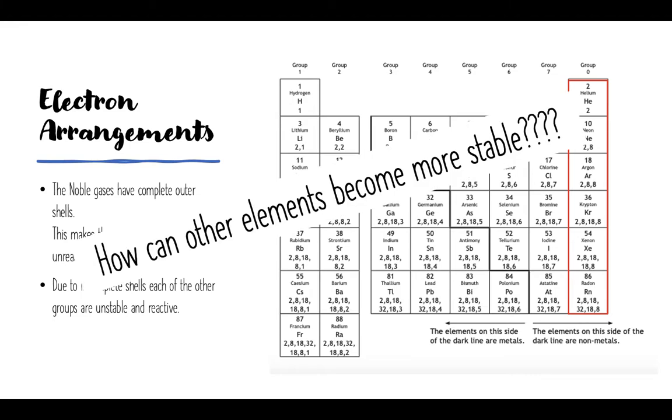So, I guess the question that we are trying to answer today then is, how can other elements become more stable? How can the other elements on the periodic table achieve that complete outer shell? Because that complete outer shell is the key to stability.